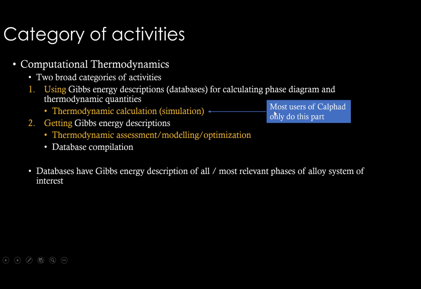So this is the reason why I'm keeping this using Gibbs energy description as the first category of activities, because most users of CALPHAD only do this part. They usually buy the commercially available multi-component databases and directly use them to make thermodynamic calculations or simulations. And this part, thermodynamic assessment or modeling, we can say it is dedicated to the CALPHAD researchers. There are possibly few hundred people across the world who are able to do this at this point in time.